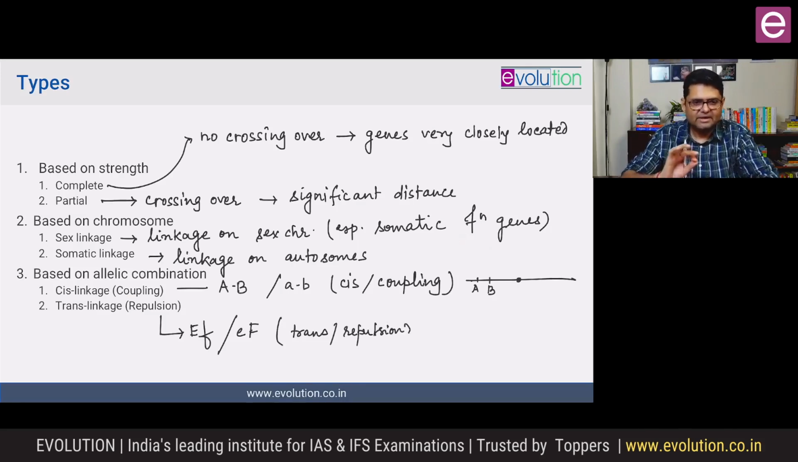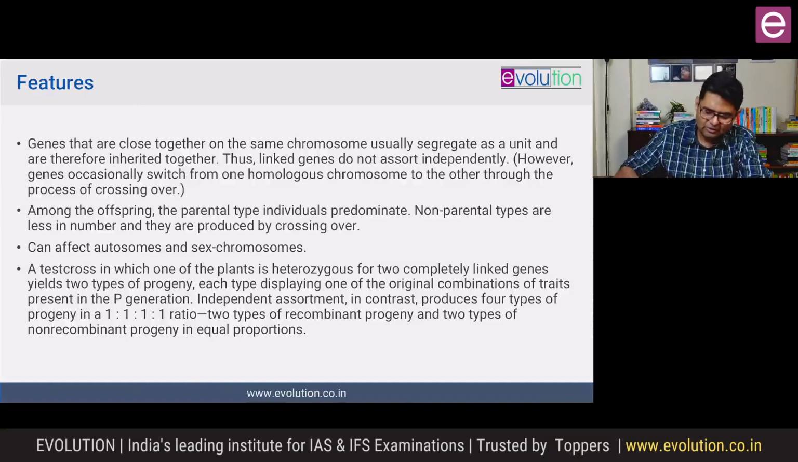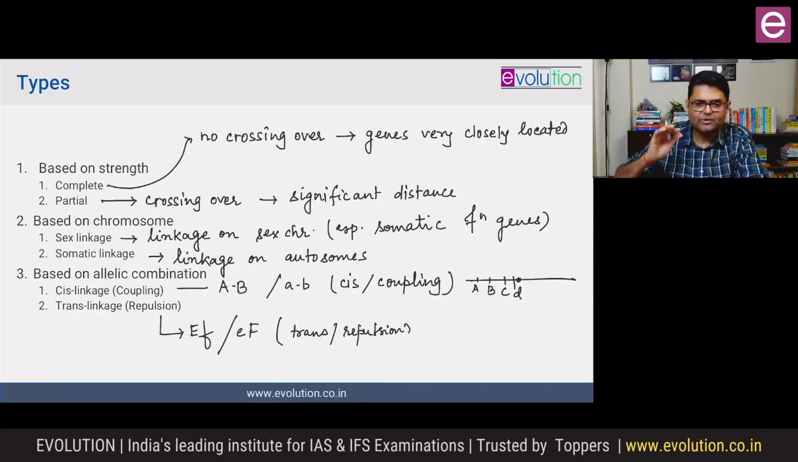You are getting it now? So here coupling and repulsion is not being used as explanation for linkage, rather a type of linkage, and it is only a matter of chance. On the same chromosome, A, B, C can be all coupled and D can be representing repulsion. So on one chromosome, it keeps going on.